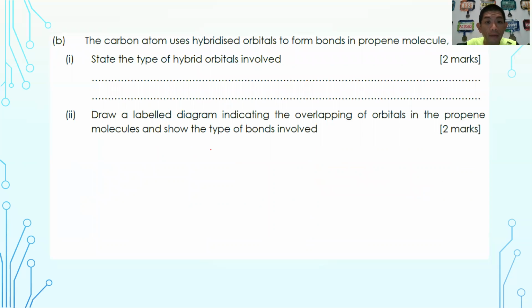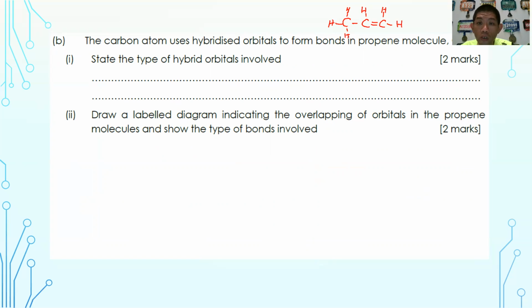As for 2B, carbon atoms use hybridized orbitals to form bonds in the propene molecule C3H6. State the type of hybrid orbitals involved. In C3H6, if you are not sure, let's together draw the Lewis structure of C3H6 first. Only then you'll be able to figure out what hybridization takes place inside C3H6. This is how C3H6 generally looks like. Even though you've not yet learned organic chemistry, this is already something learned during your SPM level, so it shouldn't be an excuse saying that you don't know. You should be able to sketch this one.